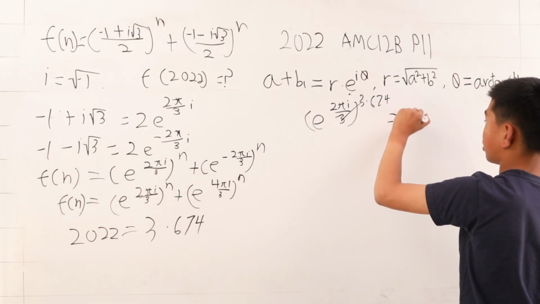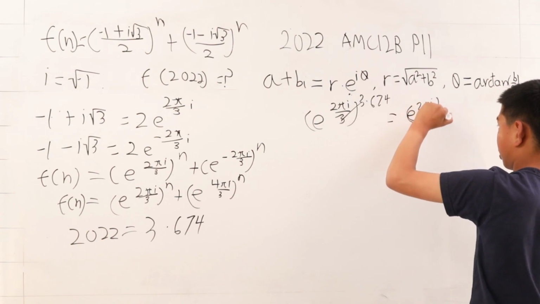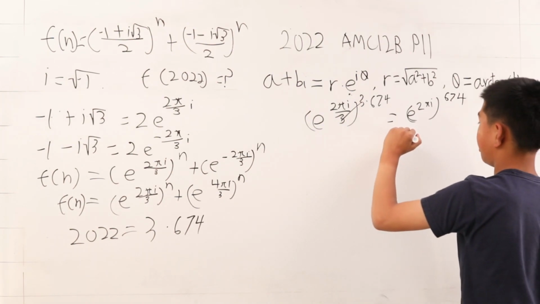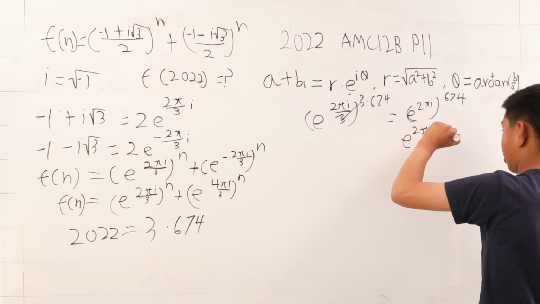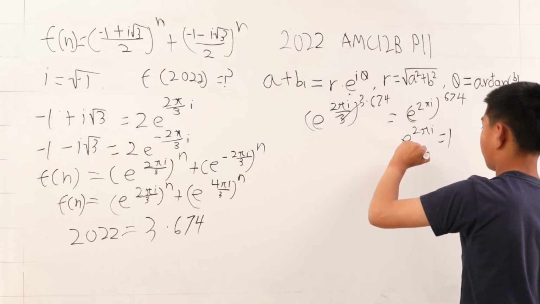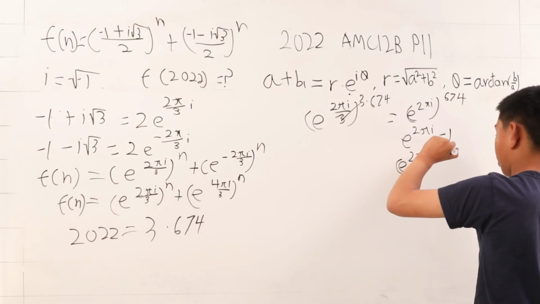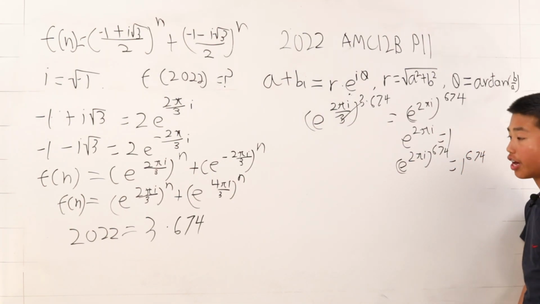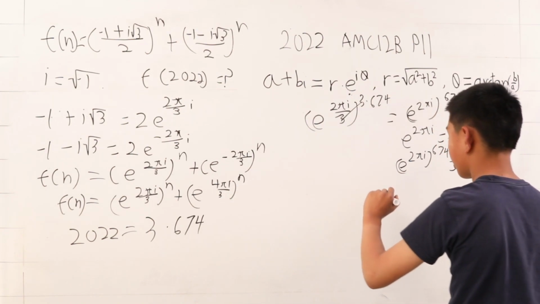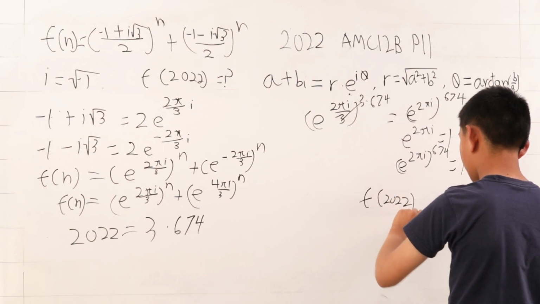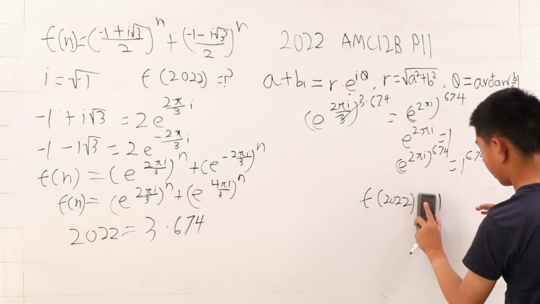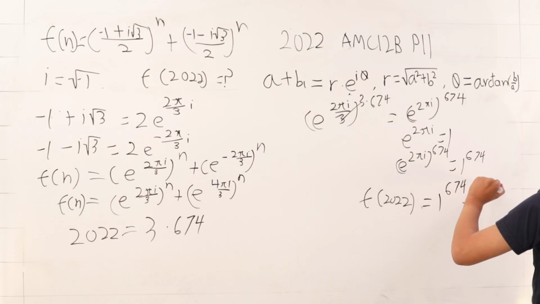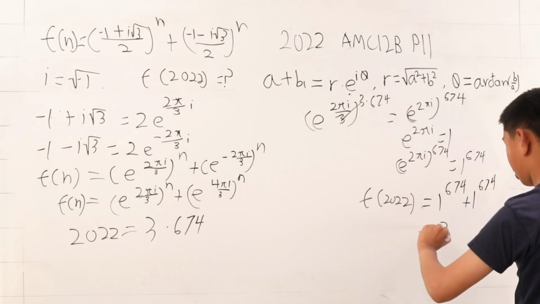So this is (e to the power of 2 pi i) to the power of 674. And it's key to realize that e to the power of 2 pi i is just 1. So (e to the power of 2 pi i) to the power of 674 is 1 to the 674 power, or 1. And that logic applies to the second term here, which is also 1. So f of 2022 is equal to 1 to the power of 674 plus 1 to the power of 674, which is 2, our answer.